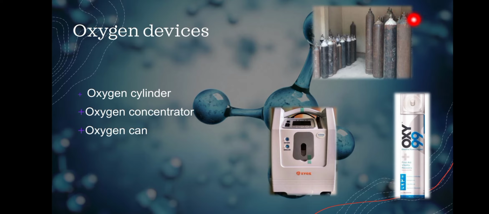If you want to get oxygen in your home, take two of these big cylinders, one for constant supply, one for backup. When one gets empty, you can get it refilled and get it back to your home.